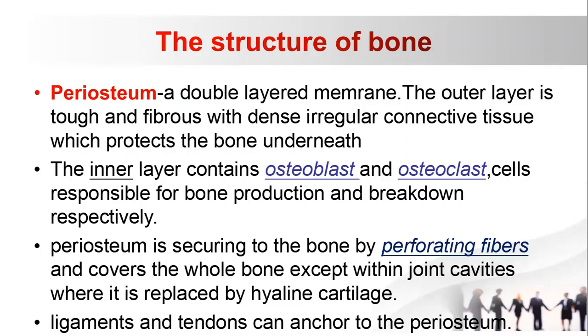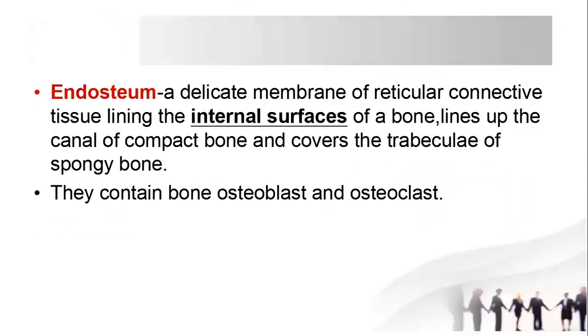We have the endosteum. The endosteum is just like the periosteum, but it is more of an internal surface. It's a delicate membrane of reticular tissue lining the internal surfaces of a bone. So it lines the canal of compact bone and covers the trabeculae of spongy bone. So the endosteum is the inner covering. And it also has these bone-forming and bone-destroying cells, the osteoblasts and the osteoclasts.